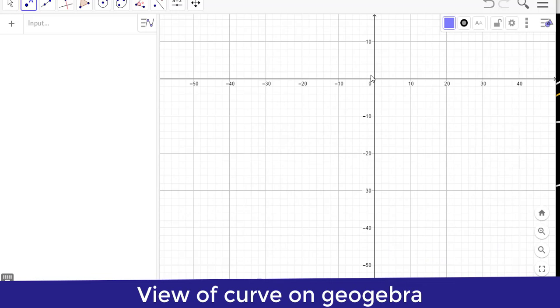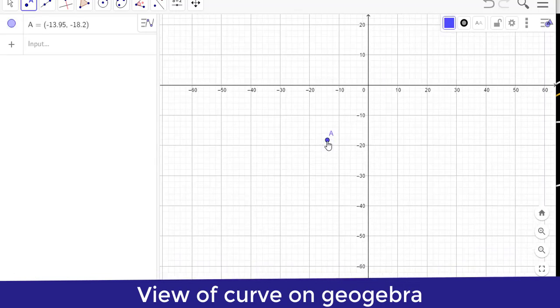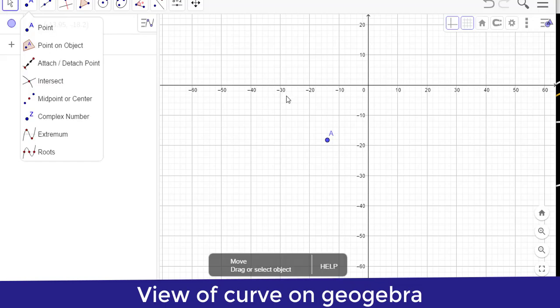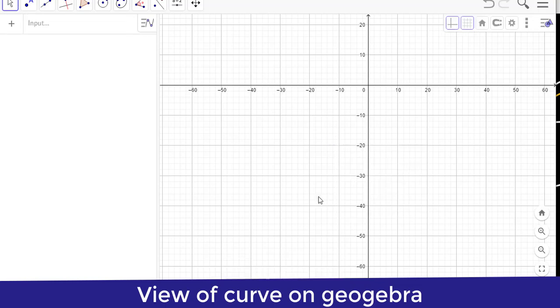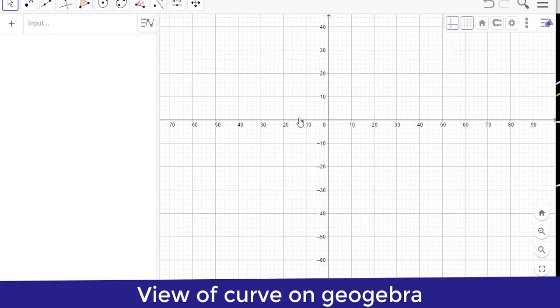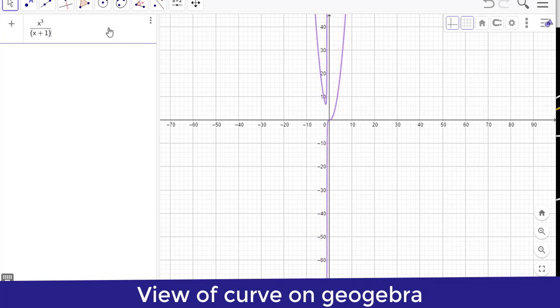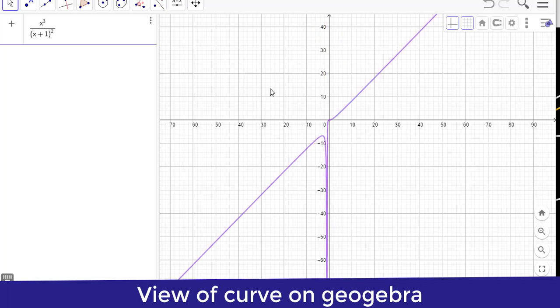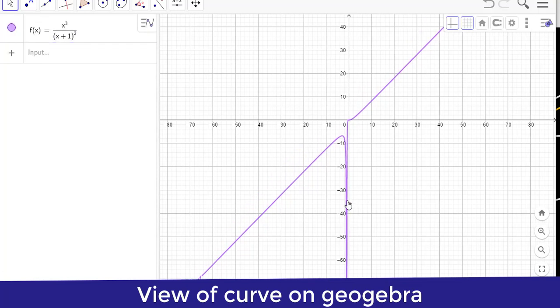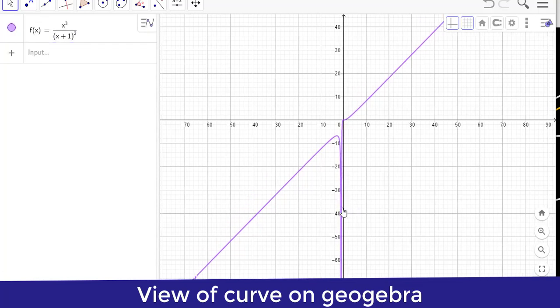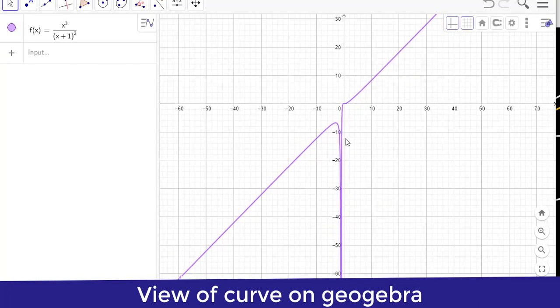So this is the GeoGebra platform. This is just how the entry icon is. So let's insert our function. So we have x cubed divided by x plus 1, all of that squared. So clearly we are already observing the nature of our graph. So we can zoom out to see some things.